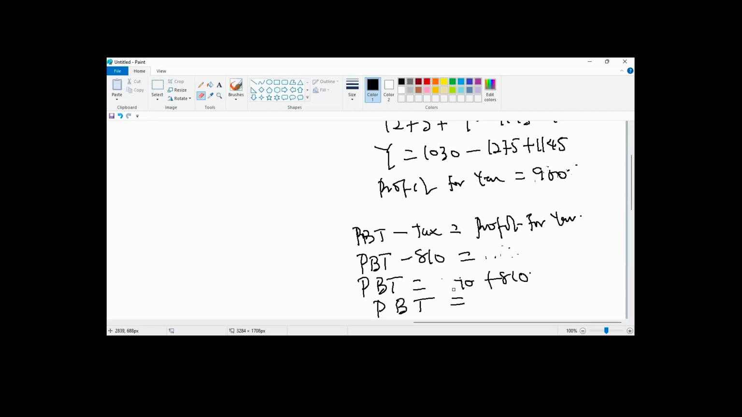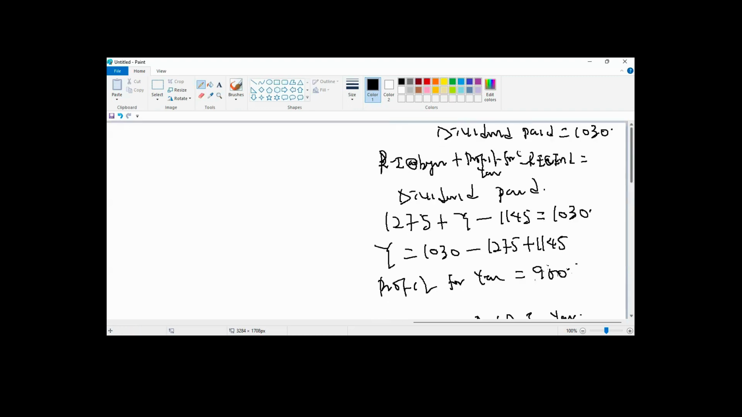Sorry, sir, if we are to arrive at 900, what figures did you use? Because I can see 1030. If we are to arrive at 900, how did you arrive at that? The figures here, you have 1030 minus 1275 plus 1145. Are those figures not giving us the correct 900?